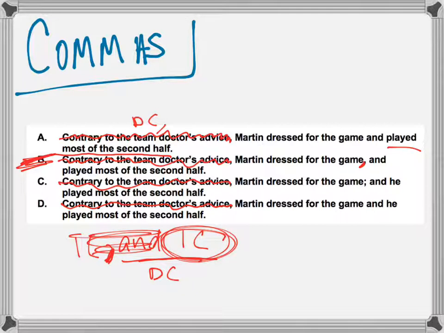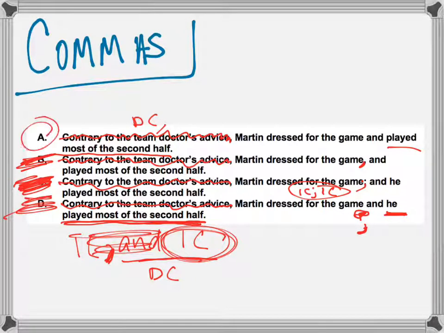C is "Martin dressed for the game; and." Remember, semicolons separate two independent clauses, super important. And we know that "and he played most of the game" is not an independent clause. D is "Martin dressed for the game and he played most of the second half." This one, "he played most of the second half," now that I have the word "he," this is an independent clause, and this would be one where I would need a comma, but there is not one there. So D is wrong, and we're left with answer choice A.